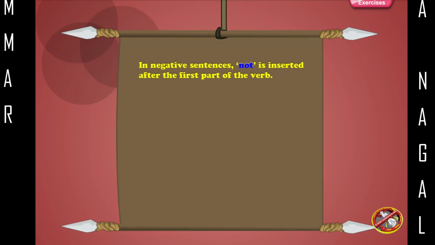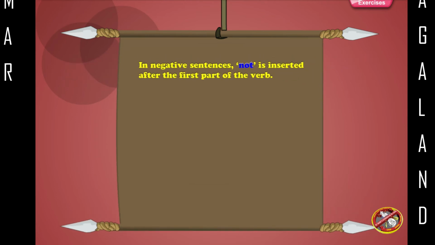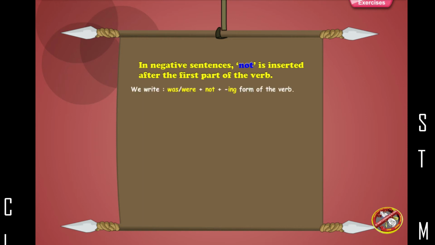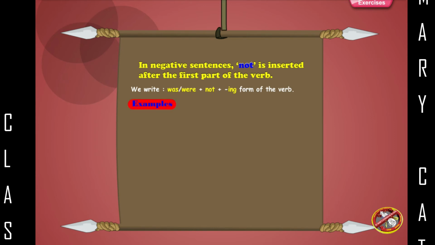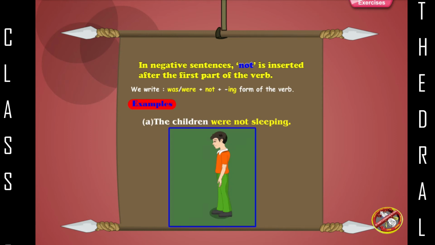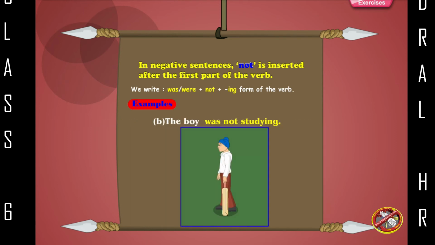In negative sentences, not is inserted after the first part of the verb. We write was, were, plus not, plus ing form of the verb. Examples: the children were not sleeping. The boy was not studying.